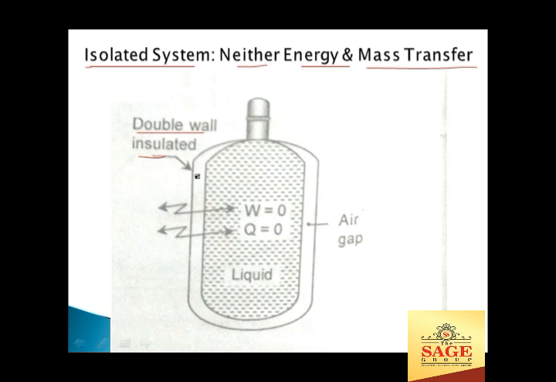You can see here this is the double wall insulation, and between this double wall insulation there is an air gap. Air is not conductive. It doesn't allow the heat to flow through it because it has a very small value of conductivity. So here the transfer of heat is zero. Also the transfer of fluid or mass is equal to zero. There is no work done. W is also equal to zero. Because of this double insulation, there is no mass transfer as well as no energy transfer. Such a system is called the isolated system.